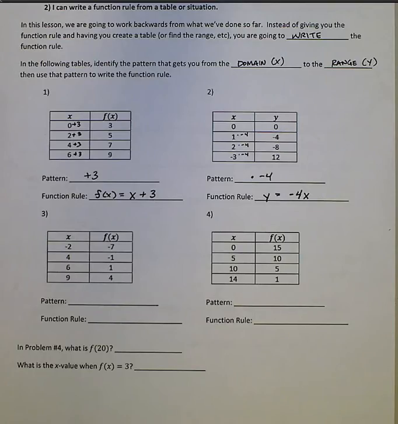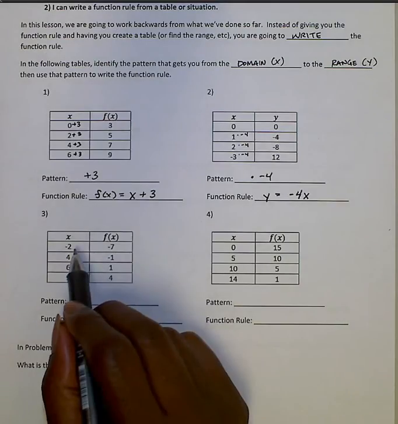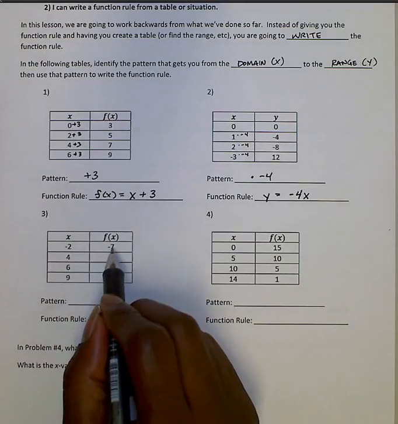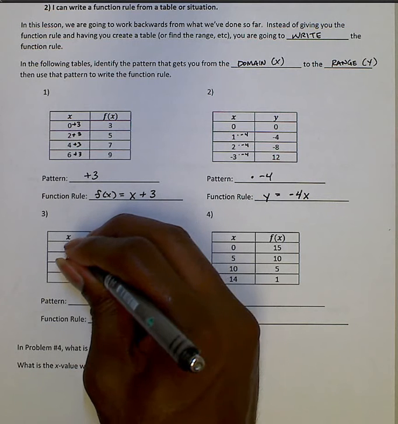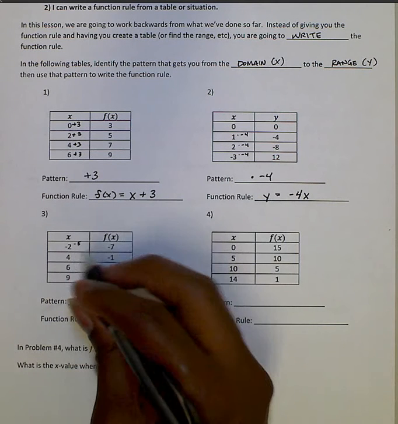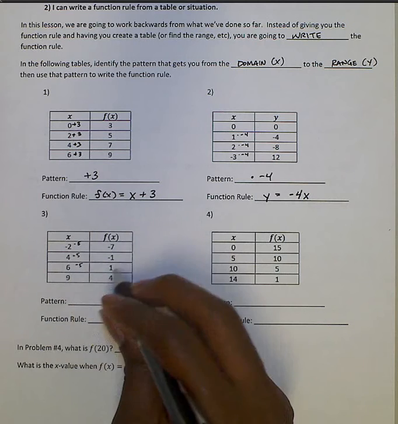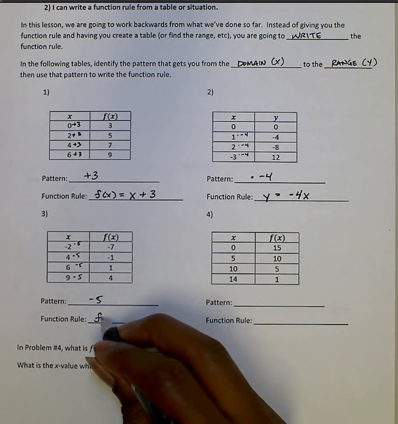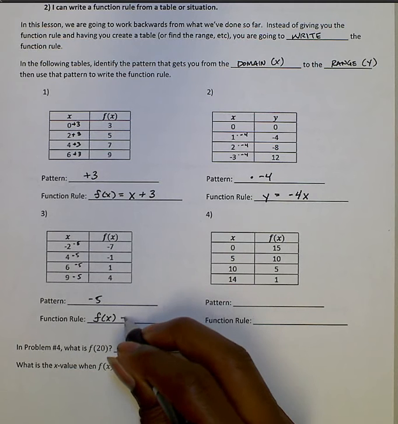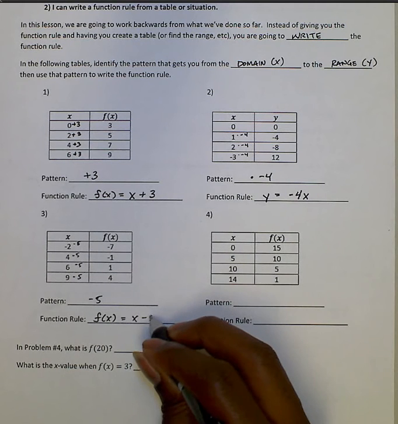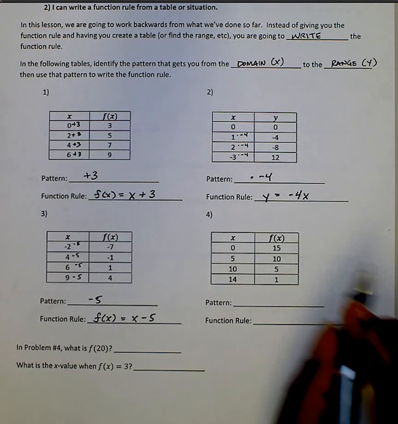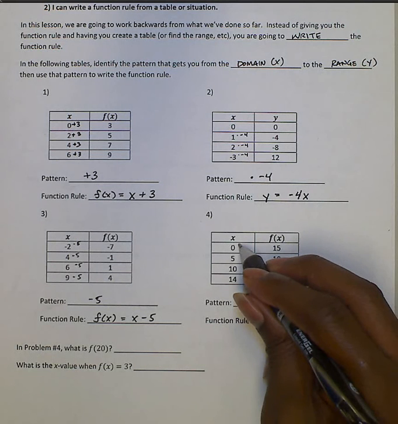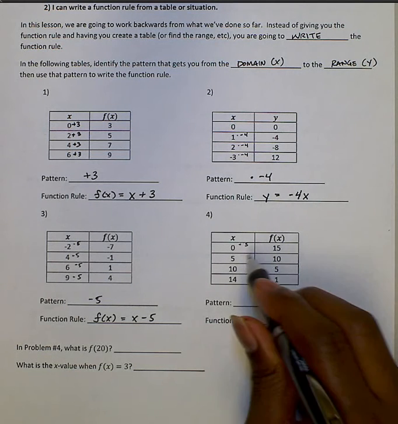Okay, next one. To get from negative 2 to negative 7, I subtract 5. Subtract 5, subtract 5, subtract 5. My pattern is to subtract 5, so f of x will equal x minus 5. Okay, so to get from 0 to 15, I add 15. Nope, that does not work here.